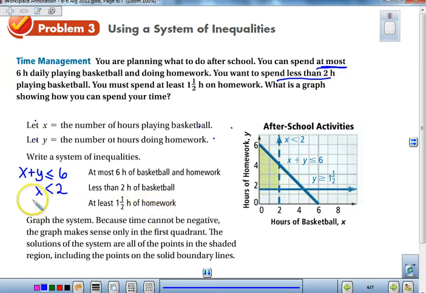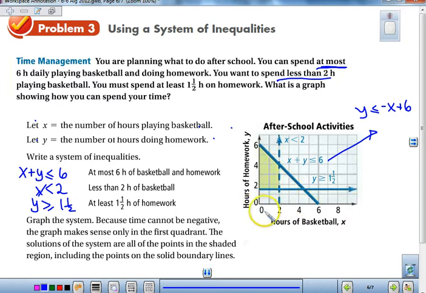That means we could do more homework, so y is greater than or equal to 1.5. So we actually don't even have 2 equations, we have 3 equations that we are looking at. In the first one, we would want to rewrite that in slope-intercept form, so y is less than or equal to negative x plus 6. Does it make sense for it to be in anything but quadrant 1?